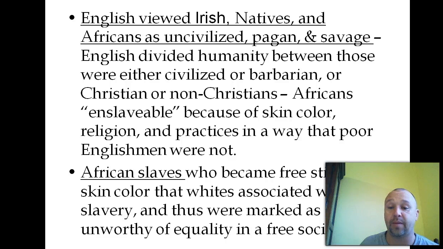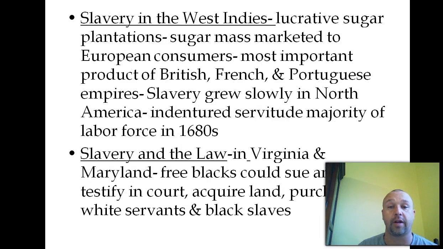African slaves who became free still had a skin color that whites associated with slavery. So really, they had no chance of equality in this free society, which lingered on for hundreds and hundreds of years and is still a factor today.